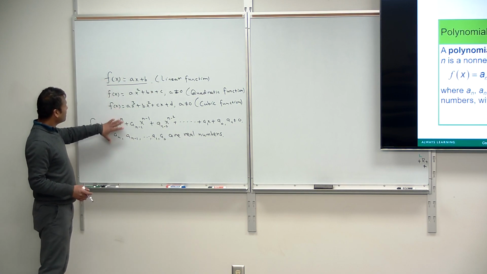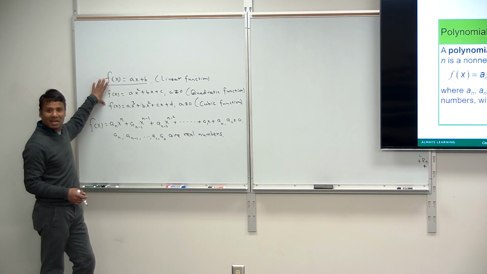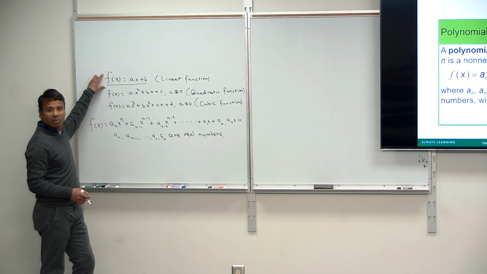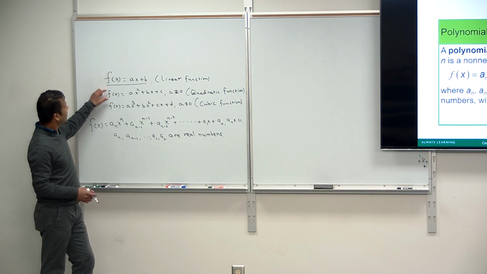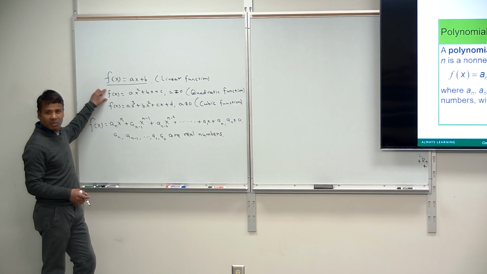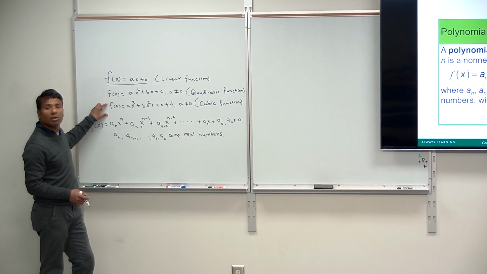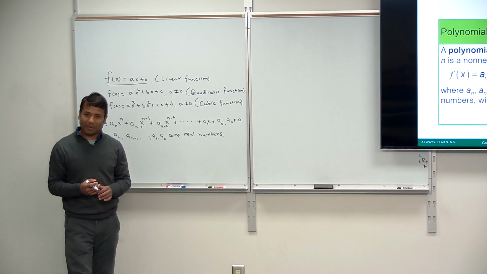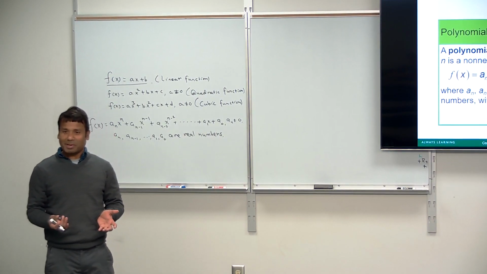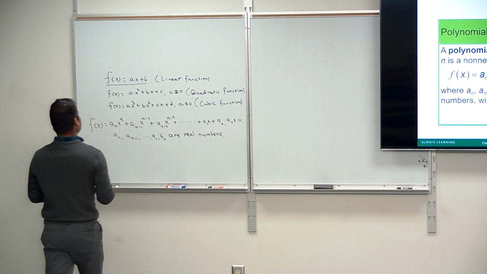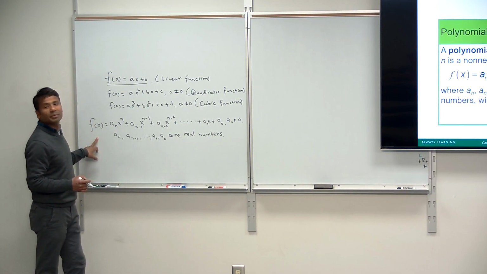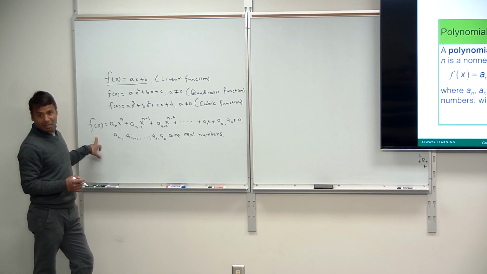So these are the special cases. This is a linear function, degree 1. This is a quadratic function, degree 2. And this is a cubic function, degree 3. But if you generalize them, you see what I'm talking about, right? This is the polynomial function.